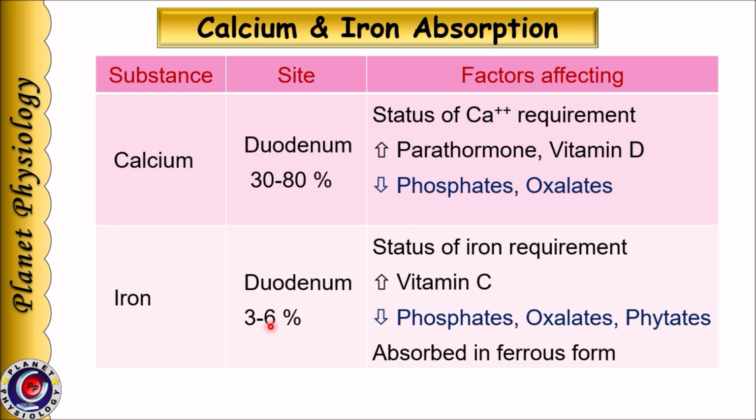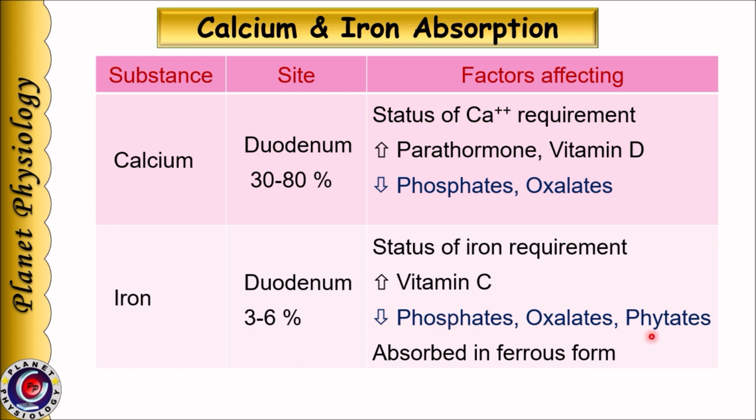Iron is also absorbed from the duodenum, but the quantity of iron absorbed is just 3 to 6% of the daily iron ingestion. It also depends on the requirement. If the iron requirement is more, absorption is more. The presence of vitamin C keeps iron in the ferrous state and facilitates iron absorption because iron is always absorbed in the ferrous state, and this is the importance of having a piece of lemon in the diet.